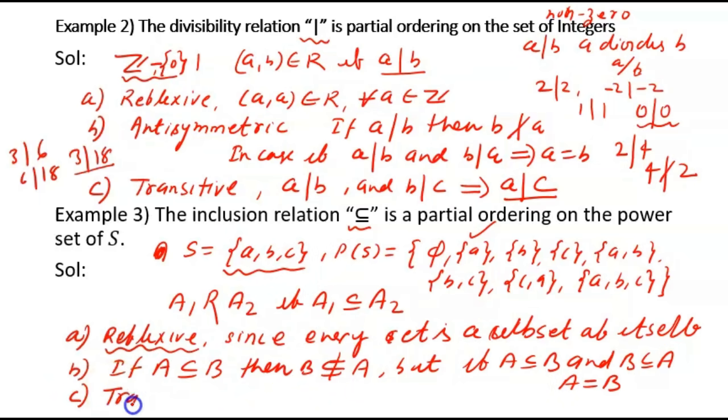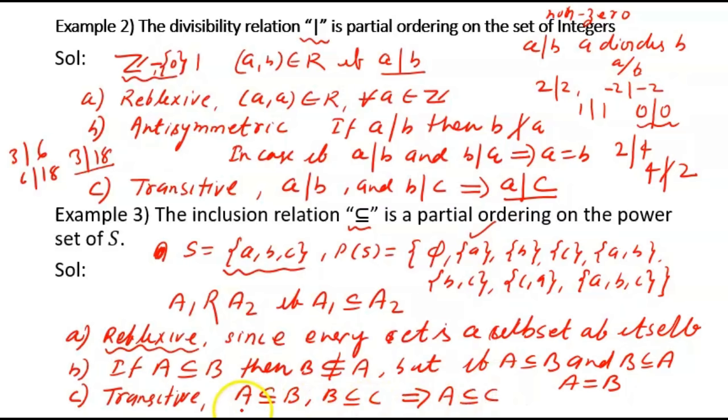And what about the transitive property? The transitive property is also obvious. You have studied in your set theory class that if A is a subset of B and B is a subset of C, then most certainly A will be a subset of C.